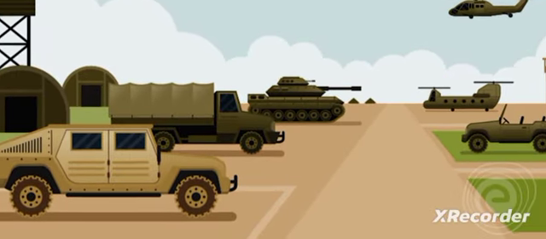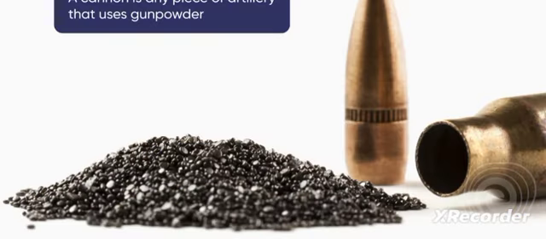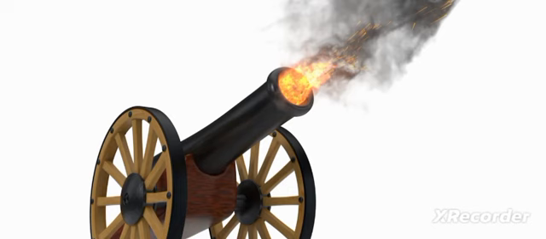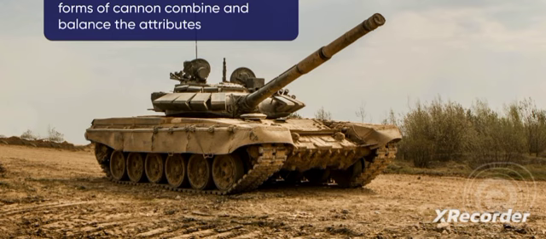Vectors are used in the military. A cannon is any piece of artillery that uses gunpowder or other usually explosive-based propellants to launch a projectile. Cannon vary in caliber, range, mobility, rate of fire, angle of fire, and firepower. Different forms of cannon combine and balance the attributes in varying degrees depending on the intended use on the battlefield. For this, vector is must use.